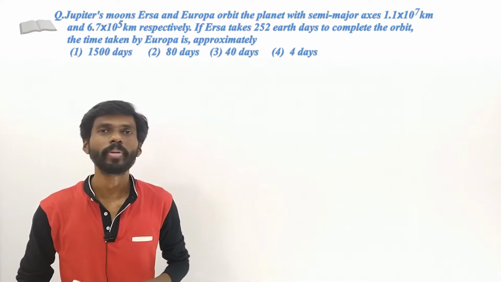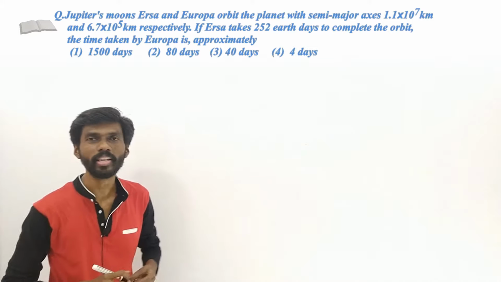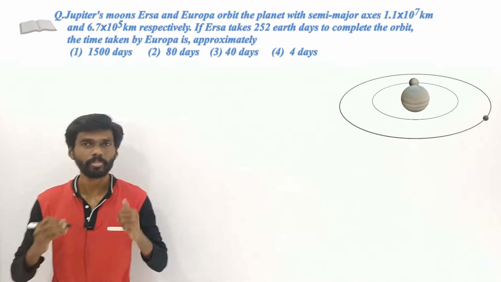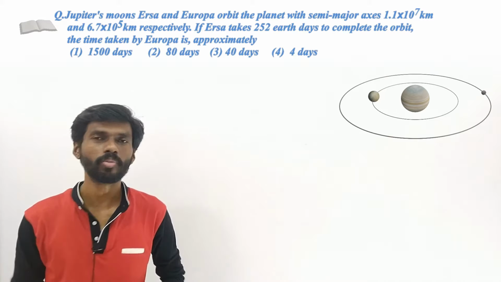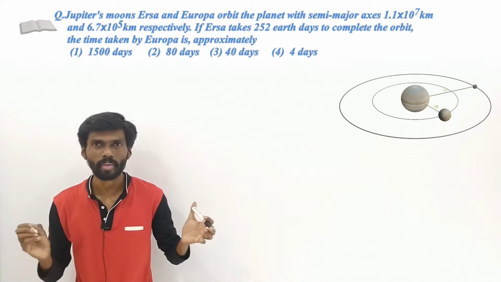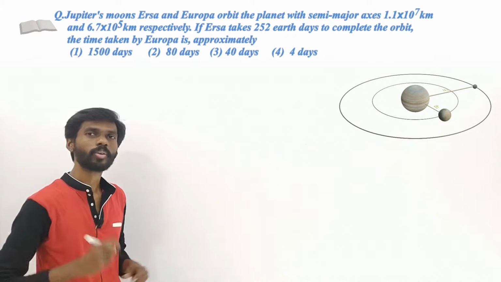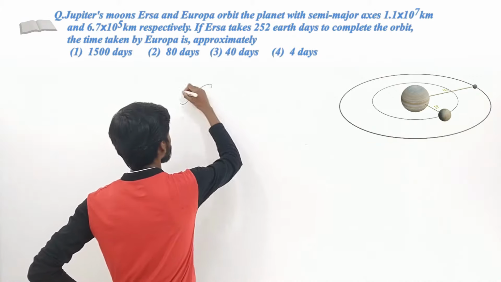Unlike our planet Earth, Jupiter has a lot of moons, about 70 or 80. Two of them are given in the question, Ursa and Europa. The lengths of the major axis of their elliptical orbits are given. Using that, we need to find the relation between their time periods. So it is a very simple question, a direct application of Kepler's third law. So let's use the concept of period here.